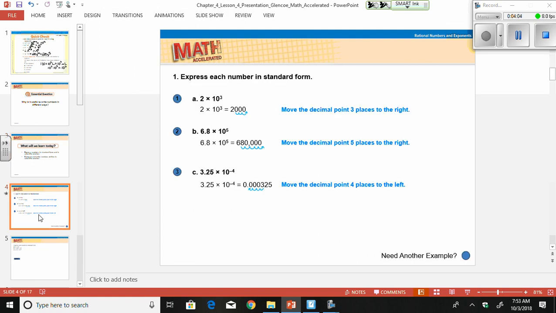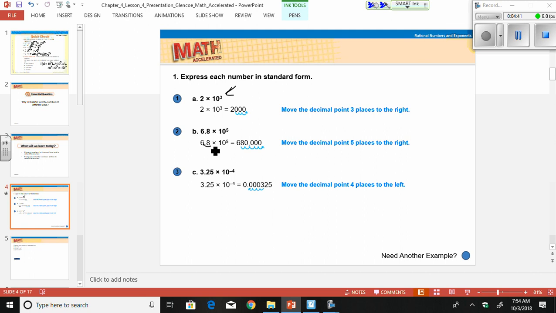Express each number in standard form, moving the decimal. It's an unseen decimal. You put it in, it's always to the right of that whole number. And we move it the number of times that we have an exponent. So 6.8 times 10 to the 5th. The decimal is shown, so all we have to do is move it to the right 5 times. We have one number here with the 8, which we keep, and then we have to add in 4 more zeros to get 680,000.